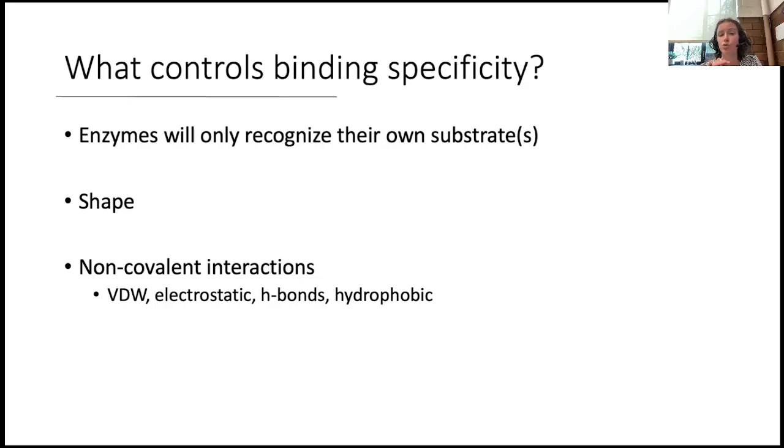So what controls how specific an enzyme is for binding its substrate? Generally, enzymes are fairly specific and will only recognize their own substrate. So yes, shape matters. But as we've learned up until now, folks, hopefully you can appreciate that the types of non-covalent interactions that the amino acids in the enzyme do are important.